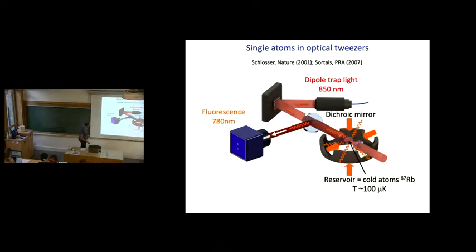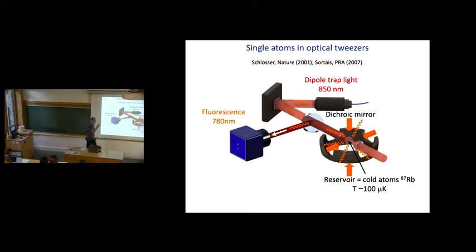All right. So now you want to fill this trap, so how do you do that? I told you that you need to start from a cloud of cooled atoms. So we start from what is called a magneto-optical trap, but essentially this is an ensemble of atoms that have been pre-cooled by laser cooling down to a temperature of about 100 microkelvin.